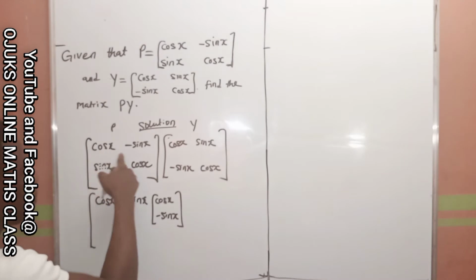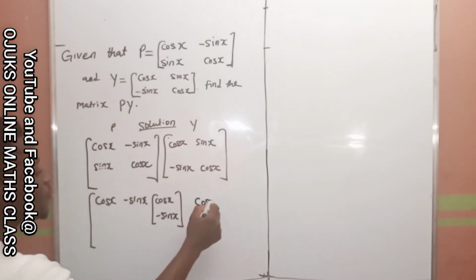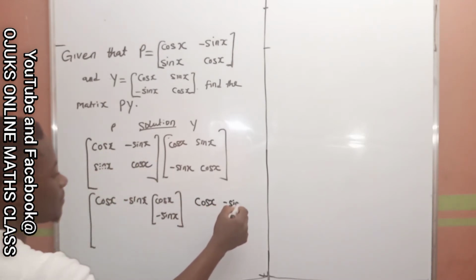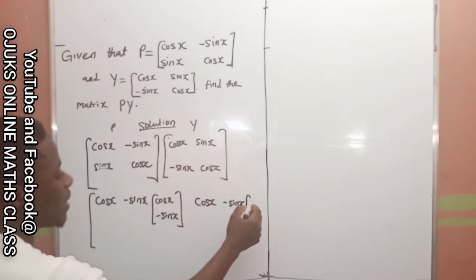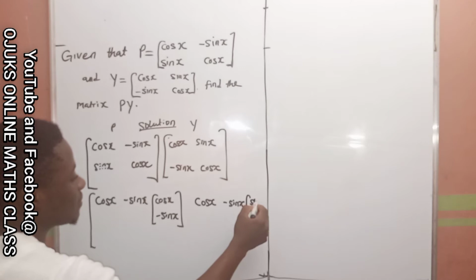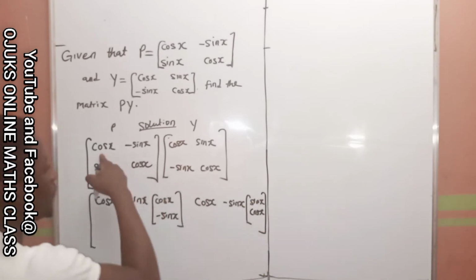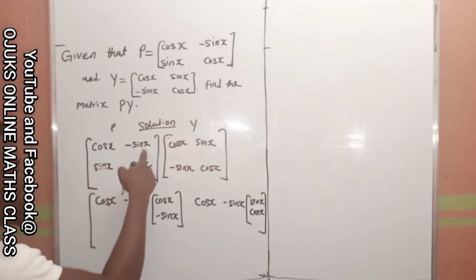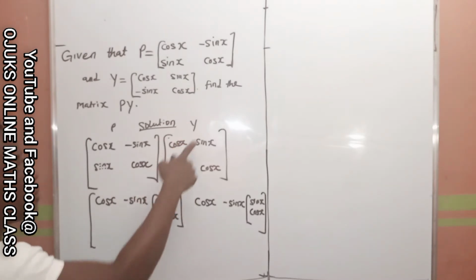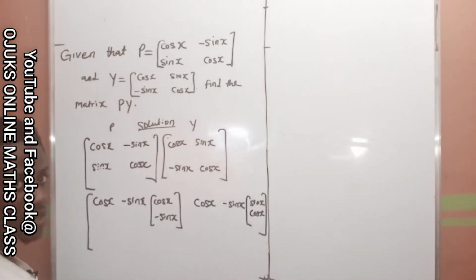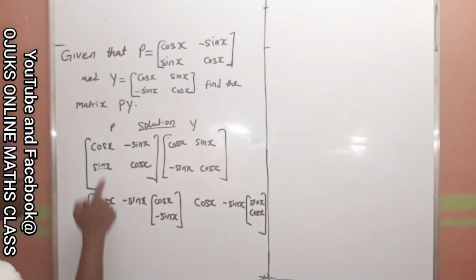What's the first row in matrix P? It will have cos x, minus sin x, multiplying the second column of matrix Y, which is sin x and cos x. So we are done with the first row of matrix P. Now let's go back to the second row of this same matrix P. It will also go for the first column and second column of matrix Y. So when we do that, we'll have this as well.